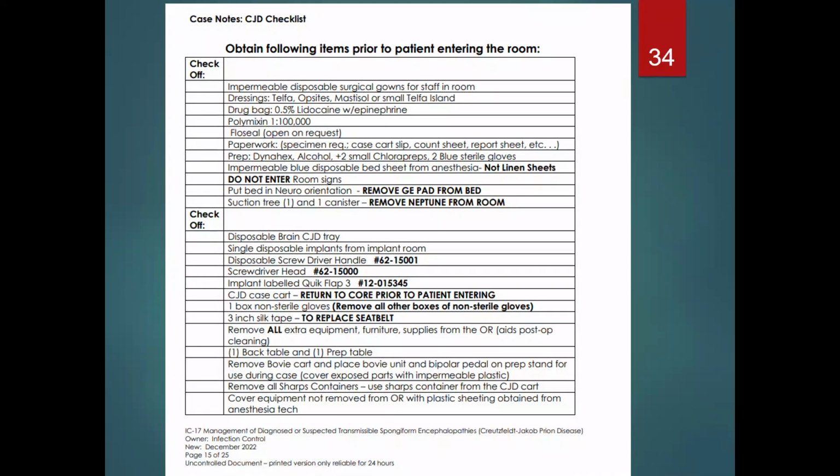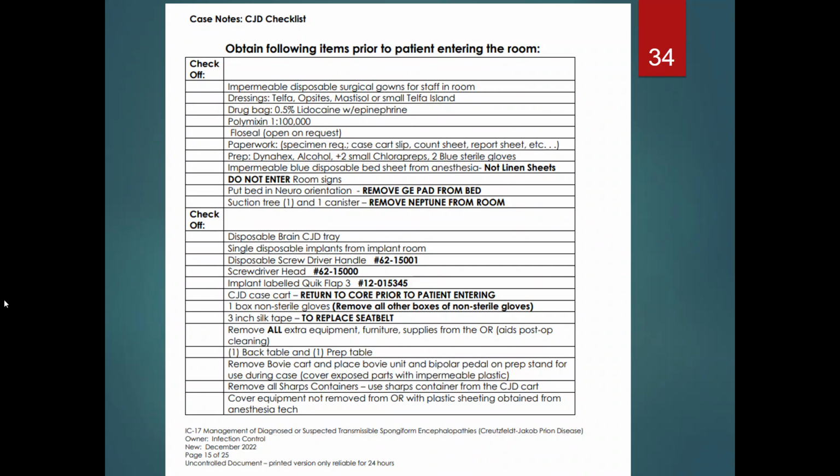The CJD policy contains attachments to help you prepare for a potential case. In general, the approach is to consider the minimal supplies needed to safely do the case. Power tools like the neuro drills used for regular boreholes are avoided. This is because they move at high speeds and could release prions the same way as bone dust is scattered, but it would not be visible to the naked eye. Manual drills help to minimize this risk.